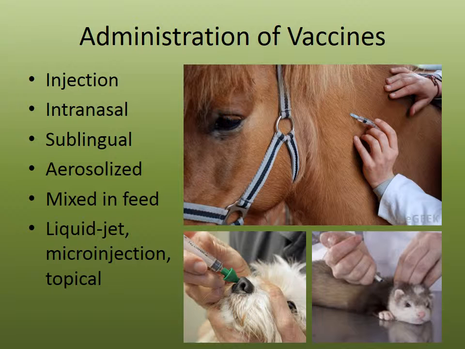And when it comes to administration of vaccines, there are a bunch of different routes. You'll recognize a couple of them, and the rest of them you'll kind of go, really? So injection, that's our most common, either sub-Q or IM. Intranasal, so here's our lovely intranasal Bordetella vaccine going in a dog's nose. That is a very cooperative dog. I'm sure a lot of you have seen uncooperative dogs getting Bordetella.